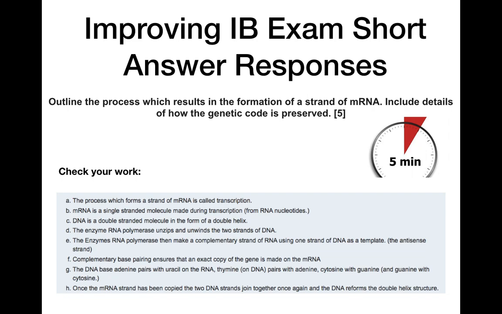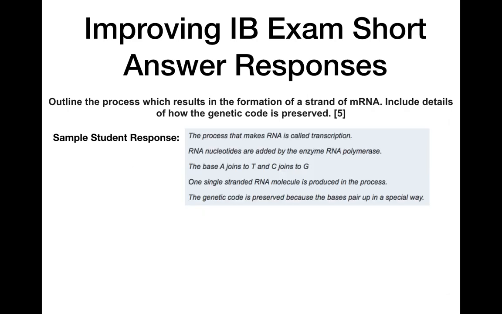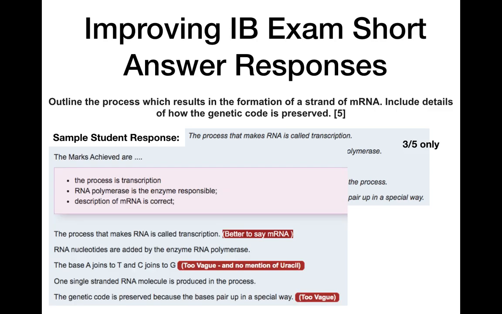Okay, here is a sample student response. How many points did you give this student? Well, this student only got 3 out of 5, and this is why. They got points for saying the process is transcription. They got points saying RNA polymerase is the enzyme that's responsible, and they got points for saying the description of mRNA is correct. But they didn't talk accurately about the process that makes RNA.